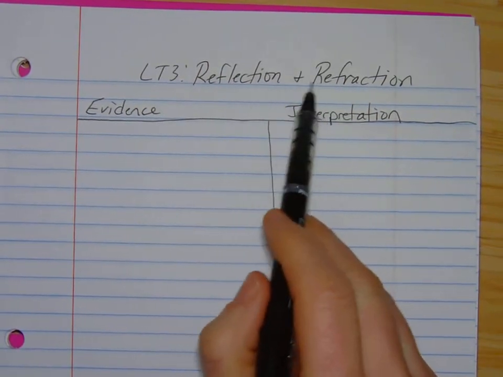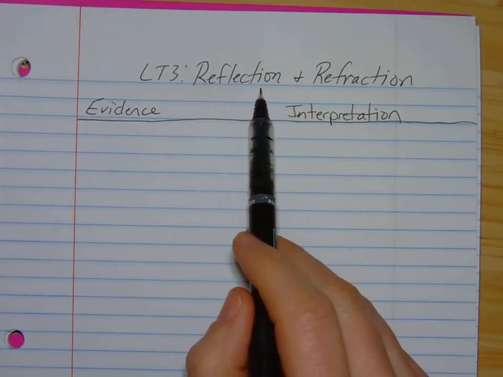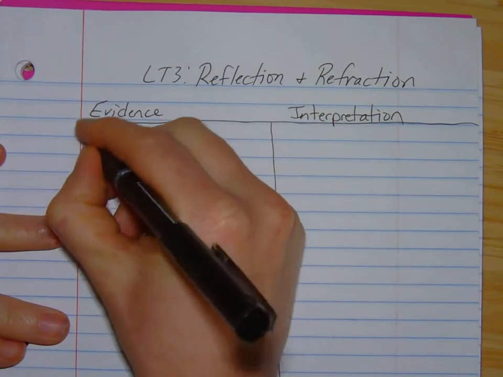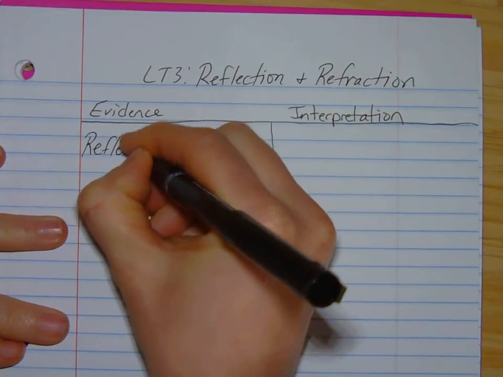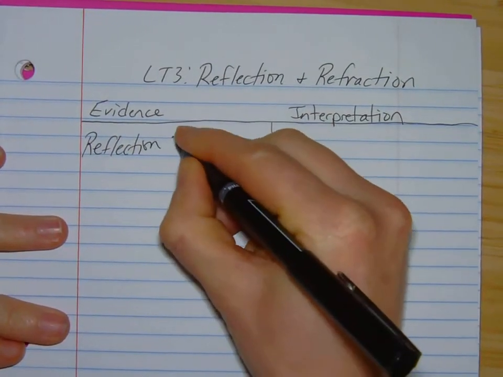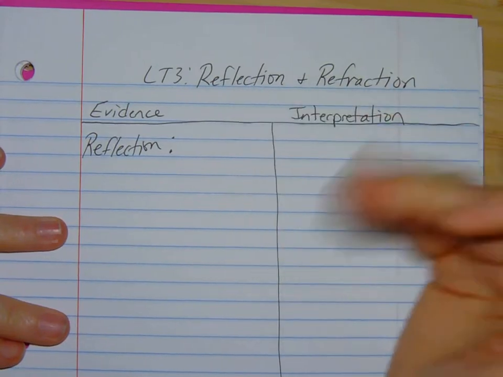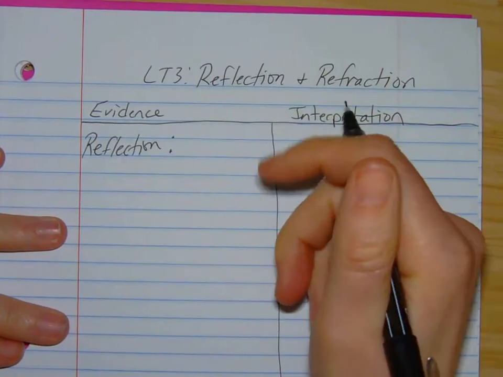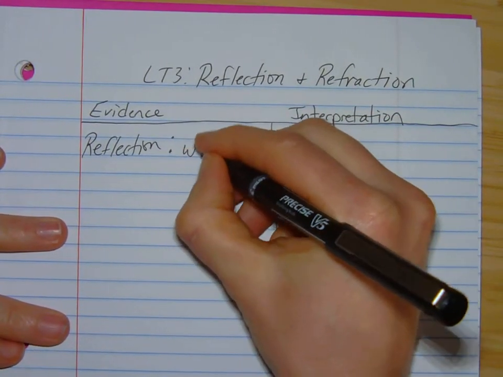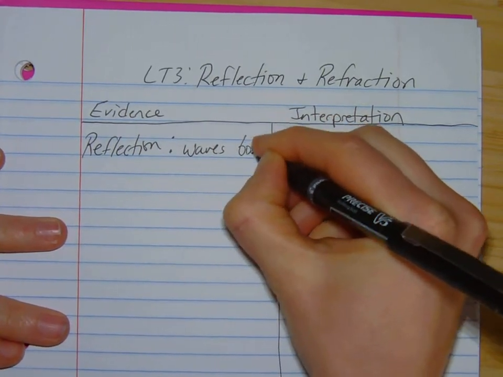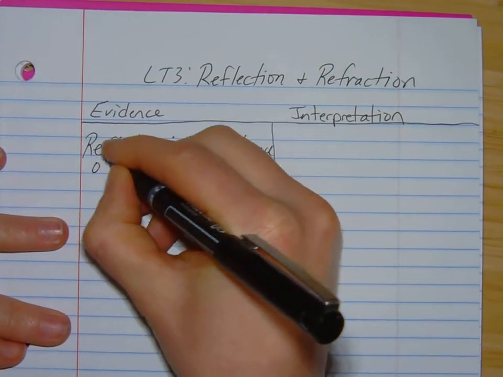Okay, reflection and refraction. Don't let those R's get in your head. They're two different things. When you think about a reflection, think about a basketball rebound. All right, you get a bounce. Things bounce if it's a reflection. So the waves bounce off objects.